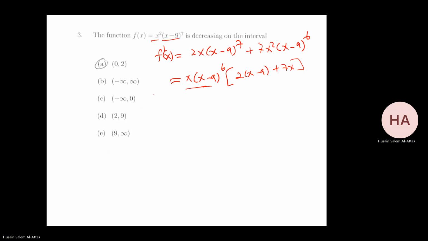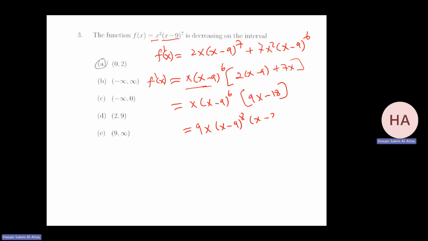Now, this is f prime. Or I can continue. (X minus 9) to the power 6. This is what? 2x plus 7. That will be 9x minus 18. Yeah, I can take 9 common factor times (x minus 2). That will be f prime.